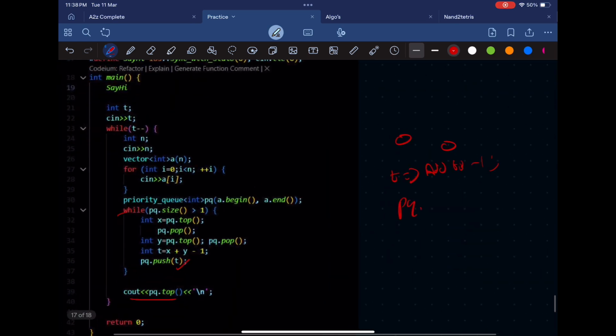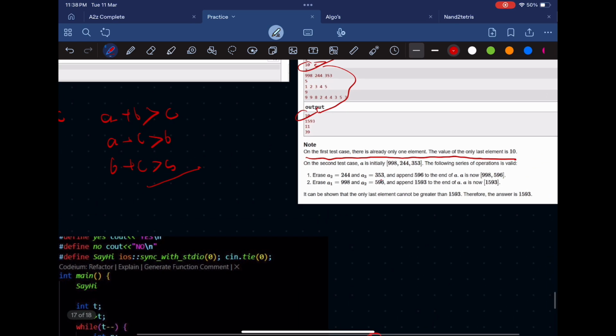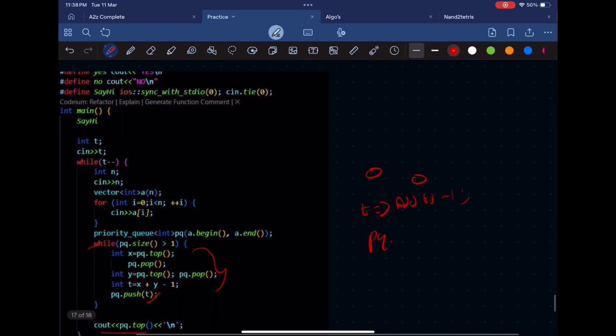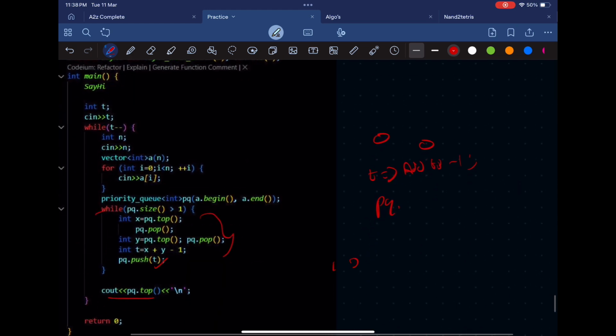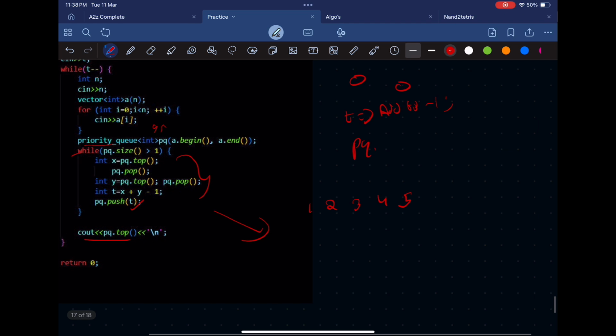So let's see a dry run of this code. Say we have 1 2 3 4 5. As you can see, this is a max heap. How do we know that it's a max heap? Because we are using just a priority queue, not anything inside the parameter. We are not using greater or something like that. For a minimum priority queue we need that parameter.